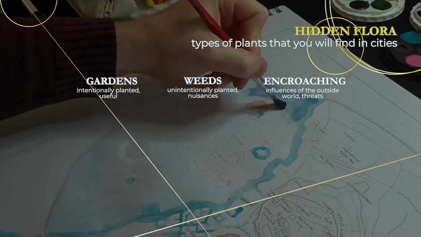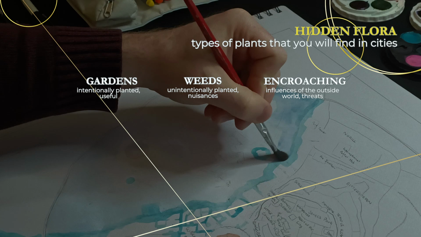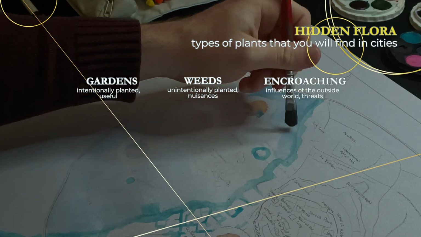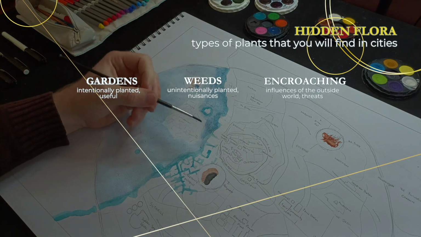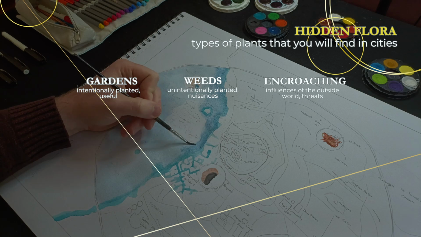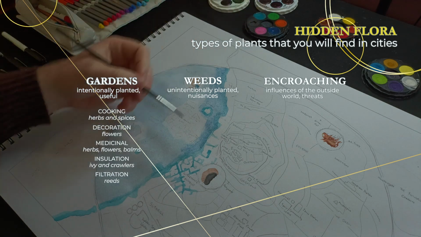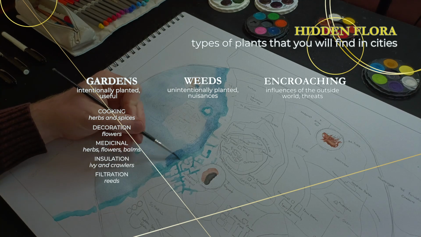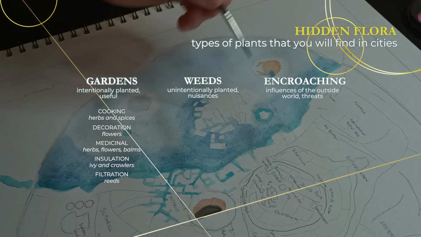And so the idea is that garden plants are things that have been intentionally grown. Weeds are things that grow quite easily in this environment but are unintentional. And encroaching plants are things from the outside world that are slowly taking over the city: larger plants, toxic plants, dangerous plants. So garden plants can be used for things like cooking or decoration. They have medicinal purposes. They can be used for insulation or filtration.